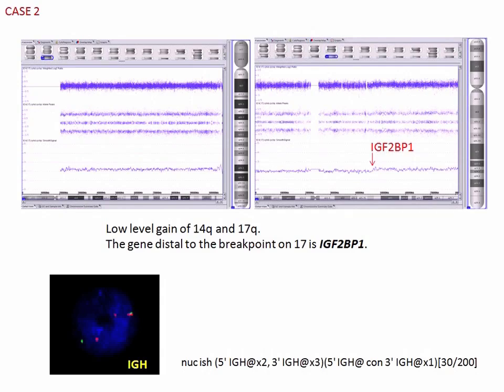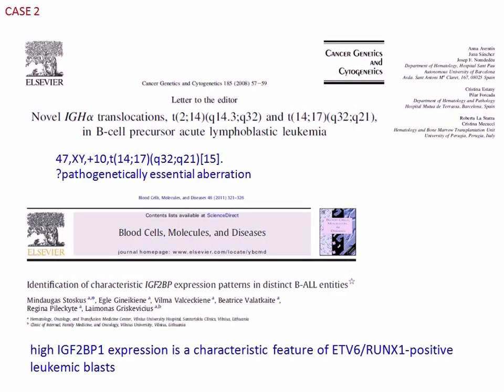Well, who are you? Well, there's a paper a few years ago that had this translocation, but they didn't identify the breakpoint partner. And then there's this other paper that was just doing expression profiling in distinct B-ALL entities and found that high expression of this gene was a characteristic feature of ETV6-RUNX1 B-cell ALL. So we looked at that and thought, well, fusing a gene with IGH is a good way to get it to overexpress.